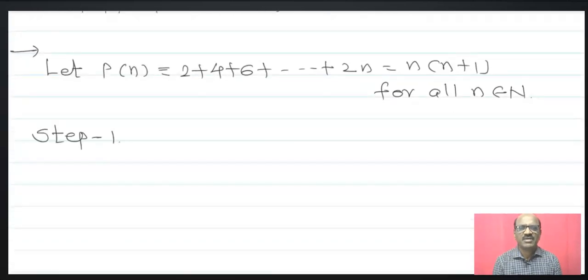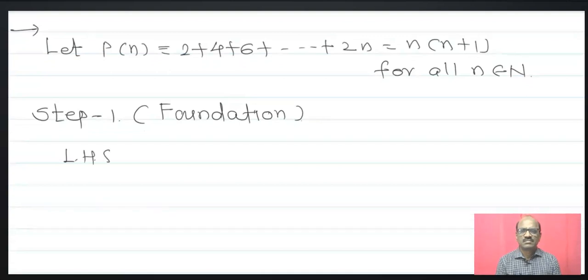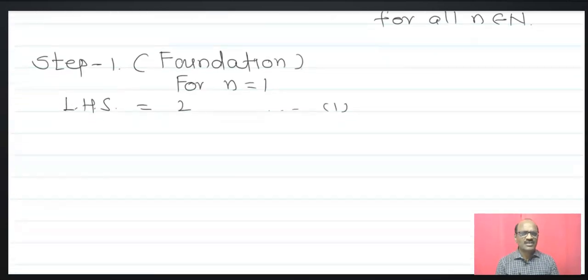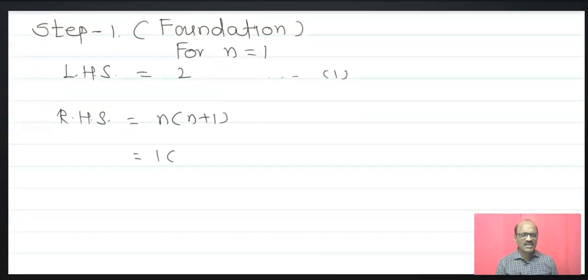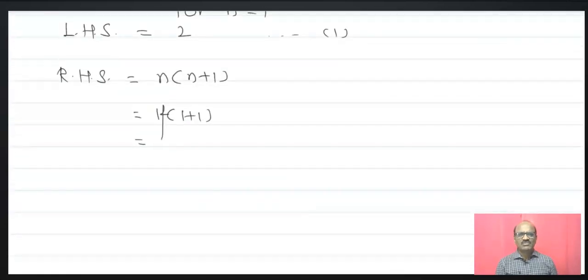Now step number 1, it is called the foundation, for n is equals to 1. Here see this LHS. The first term is 2. Now consider the RHS. What is RHS? That is n in bracket n plus 1. Put n is equals to 1. That is 1 into 1 plus 1, that is 2 into 1, which is equals to 2. Then you will get LHS is equals to RHS.